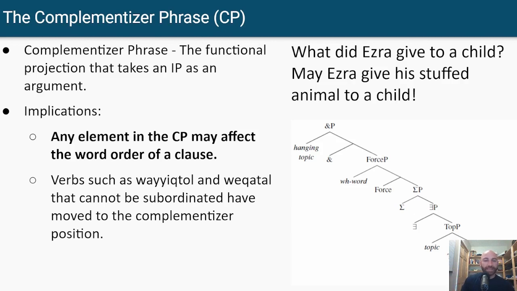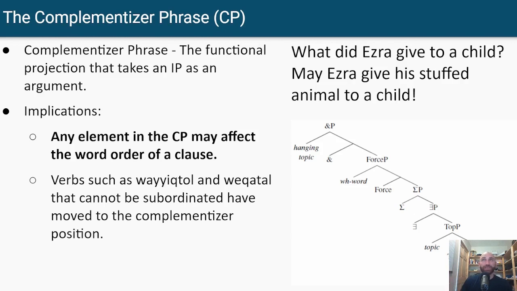And the basic idea is that these question words are actually just found to the left or above the tense or inflectional phrase. So once you form the whole sentence, if you then want to question something, you move that element out to some element in the complementizer phrase. And what that means, for word order, is that any element in the complementizer phrase may affect the word order of a clause, just like what does in English.